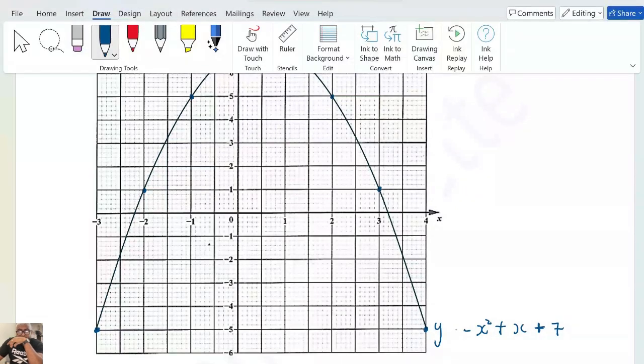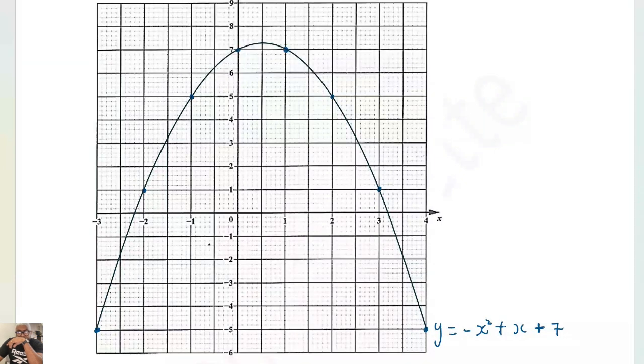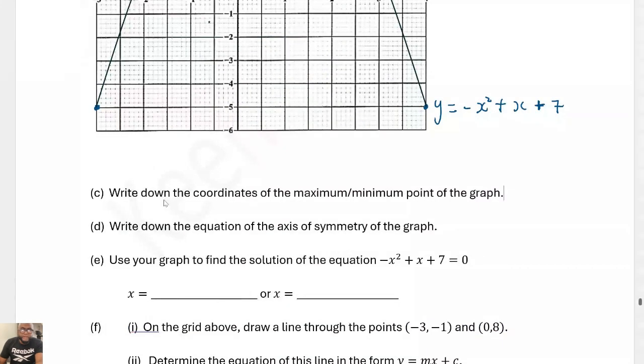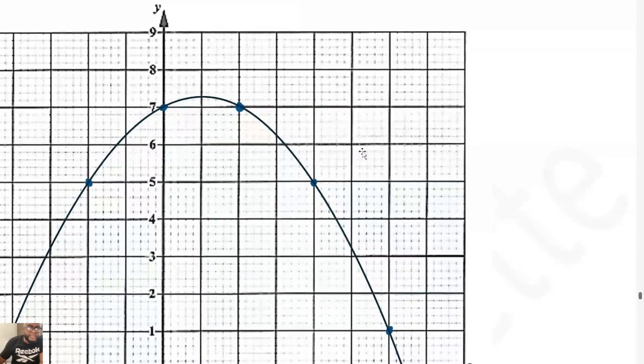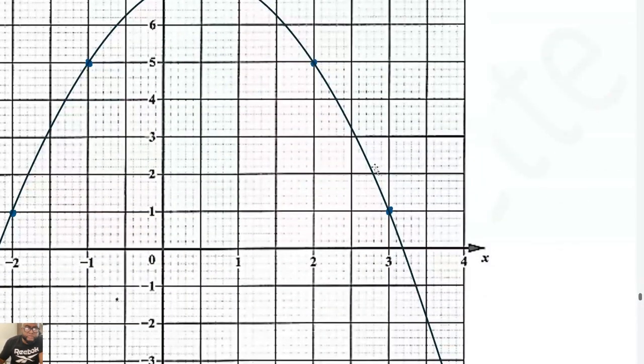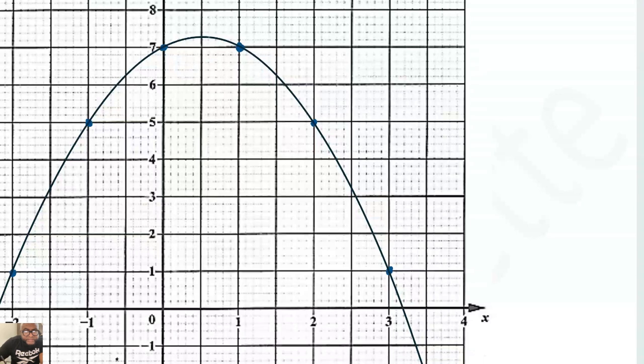Right, everybody good there? Write down the coordinates of the maximum point, right? Now you can get it from the graph. From the graph, the maximum point will be what? What's the value of x here for this max point up here? What's the value of x, guys? 0.5 or a half, right? Okay. So it'll be 0.5.